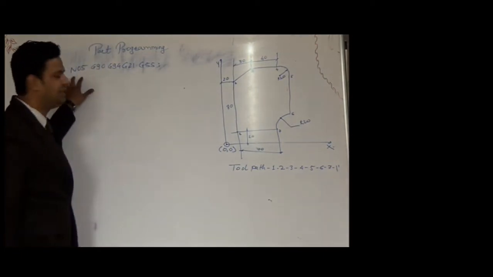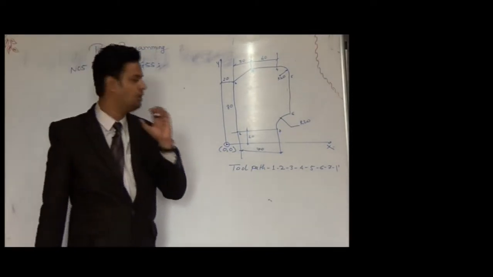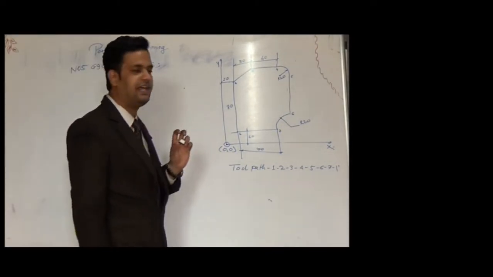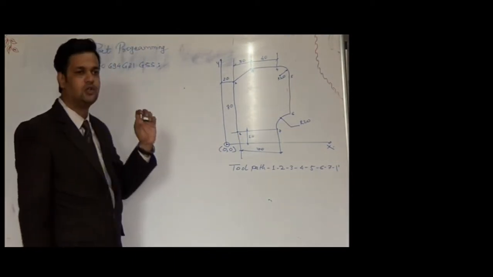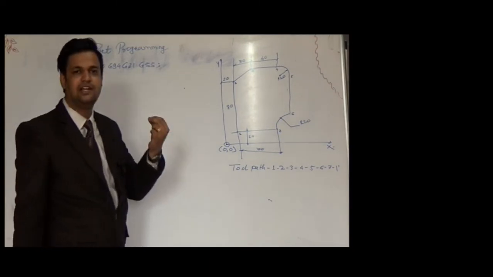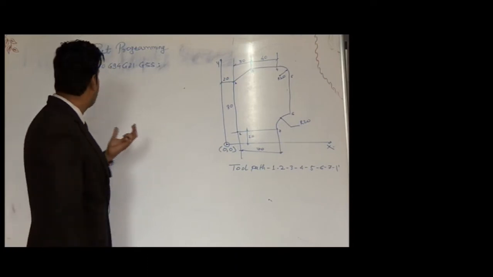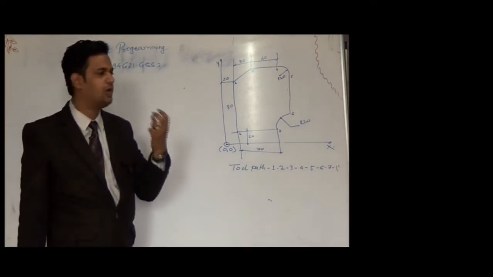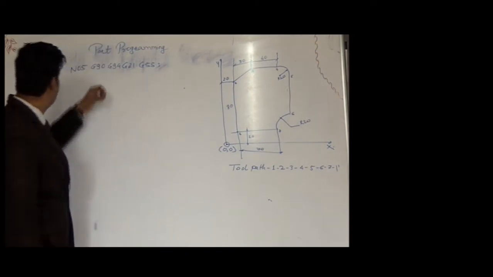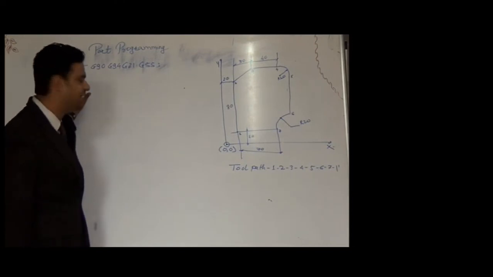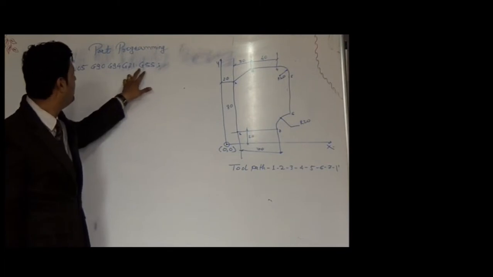So what are these codes? Preparatory codes are the codes we use to control the X, Y, Z direction of the machine. Then M codes are used to control the machine elements, that is coolant on, off, spindle on, spindle off. Other machining elements you have to control by using miscellaneous codes, that is M codes. Now let's see this block: N05, G90, G94, G21 and G55.